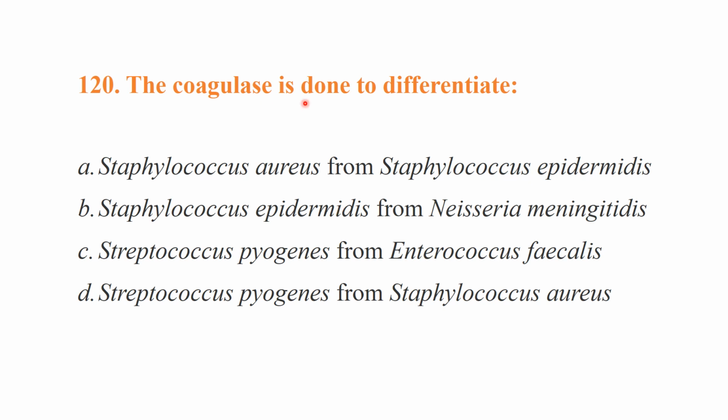The coagulase test is done to differentiate. Mainly it is used to differentiate Staphylococcus aureus from Staphylococcus epidermidis. So the best answer is Staphylococcus aureus from Staphylococcus epidermidis.